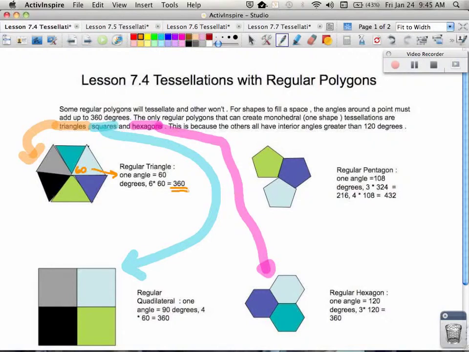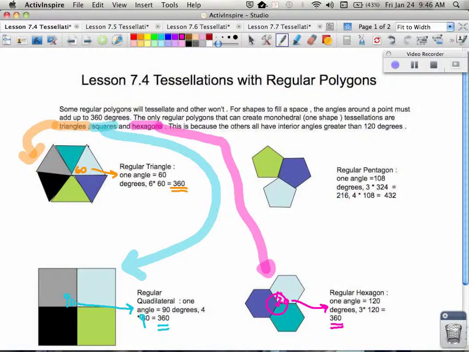Likewise, down below with the squares, I know that each one of these squares has 90-degree angles, and if one angle is 90 degrees, then when I multiply 4 times 90, I see a grand total of 360 again. And lastly, if I'm looking at a hexagon, I know that one of these angles is 120 degrees. So if one is 120, then 3 times 120 is 360. Again, all the way around this one point right here, I have to have 360 degrees in order to tessellate the plane.